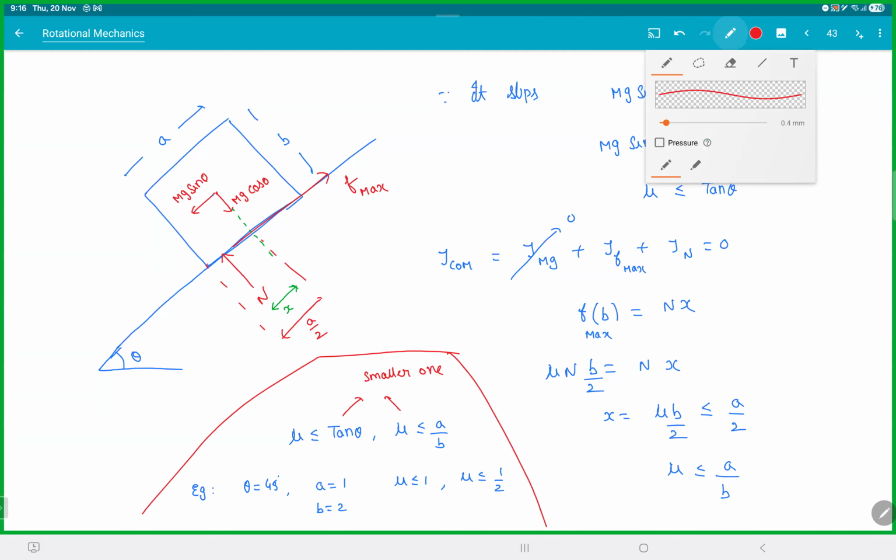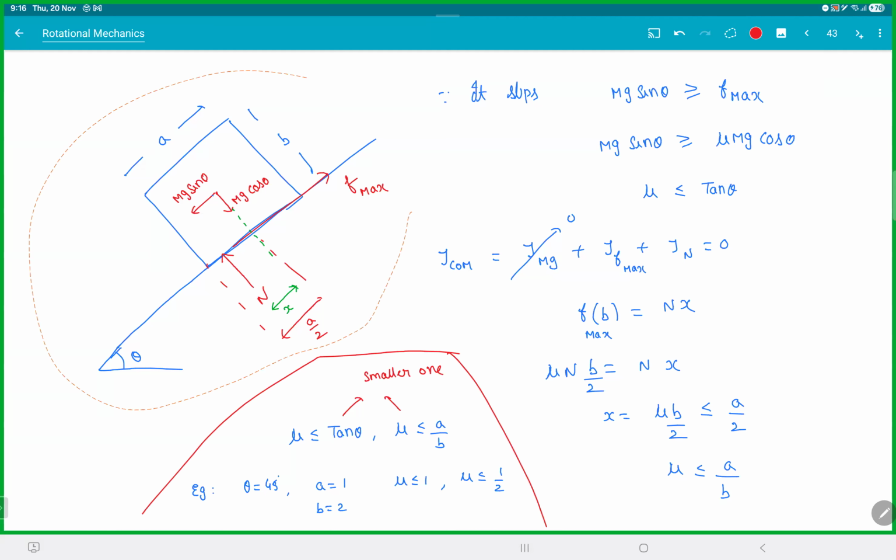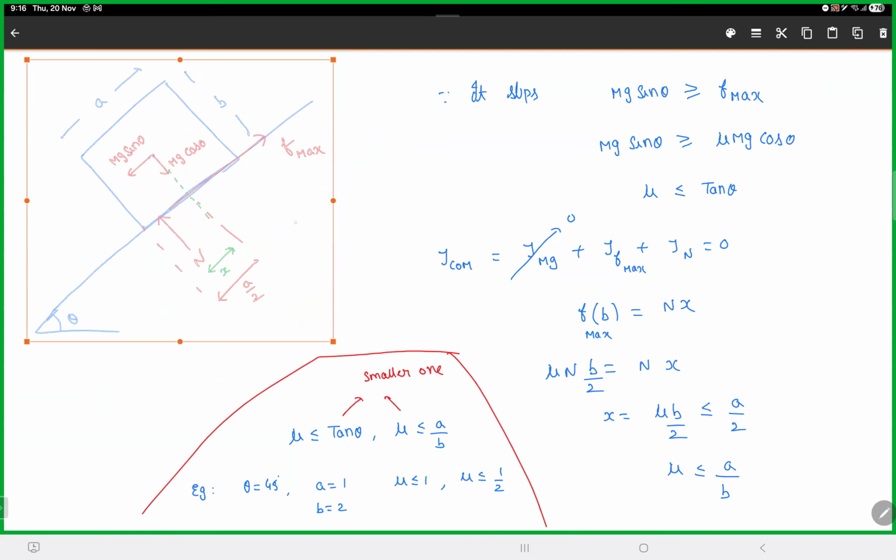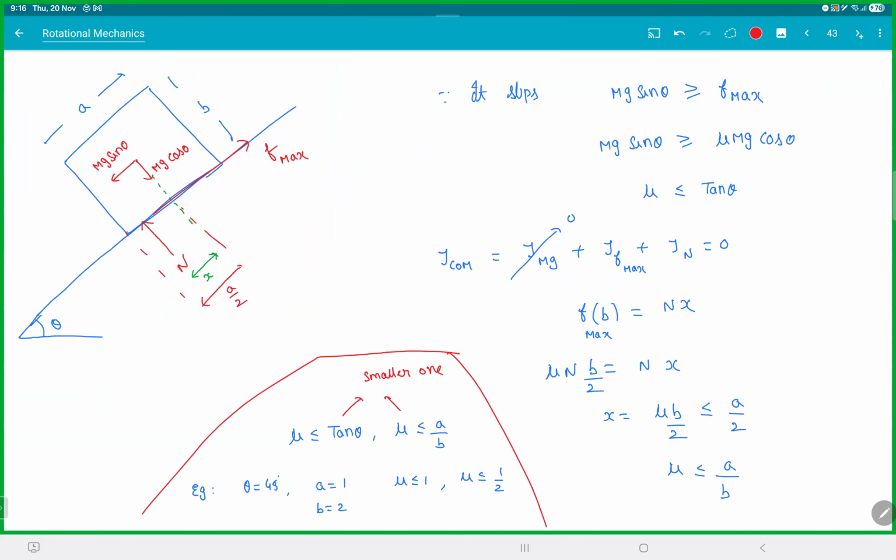Clear with that? So this would be the answer. Clear with this? Then you can play like this. So toppling questions are nothing much. They're always like this only. They'll ask you to find the condition for toppling. Where is the n? Any doubts on this?